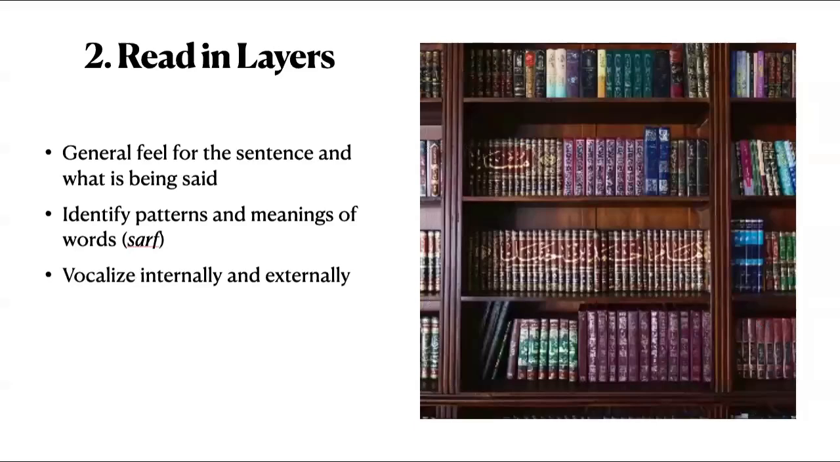Reading in layers. So when you've got a text in front of you, you want to read in layers. What does that mean? The first is to get a general feeling of what is being said, right? Of course, you have to have a context of what you're reading, and so often you would read quickly at first and then slow down when analyzing. All right, when you're slowing down, you're identifying patterns and meanings of words.